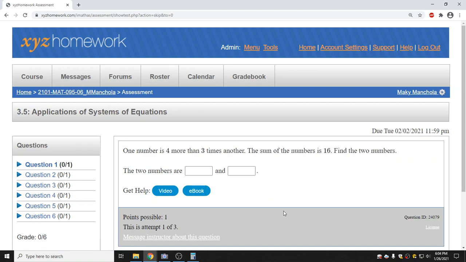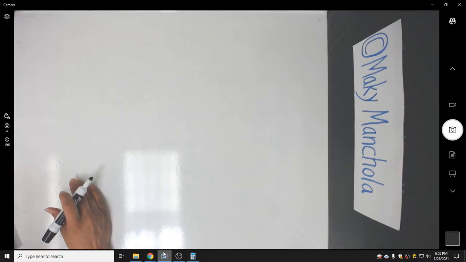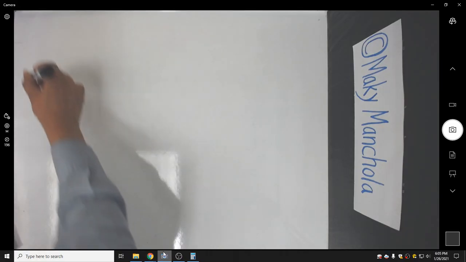One number is 4 more than 3 times another. Their sum is 16. Find the numbers. Okay, so here we want to find two numbers that are at present unknown. So let x and y be the two numbers.